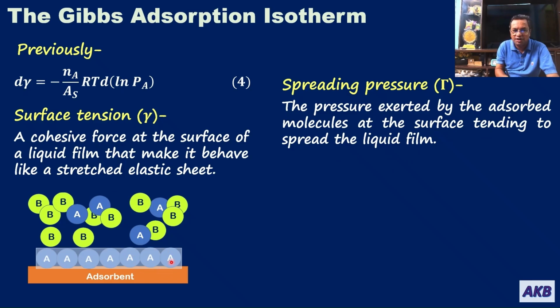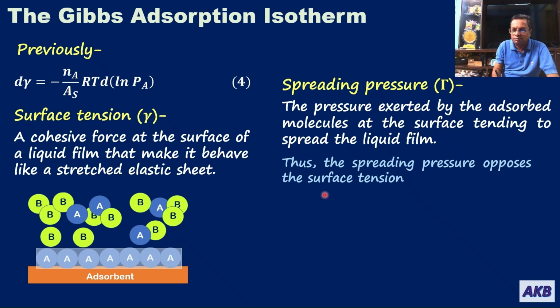So surface tension tends to keep it intact, whereas spreading pressure tends to spread it. That means the surface tension, small gamma, and spreading pressure, capital gamma, are acting against each other. Thus the spreading pressure opposes the surface tension. I hope you have understood now. An increase in the spreading pressure causes a decrease in the surface tension. An increase in capital gamma causes a decrease in small gamma.